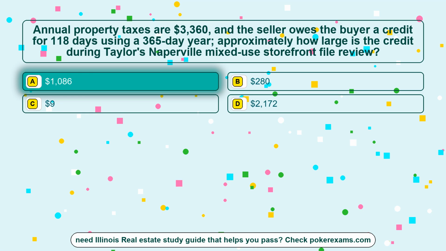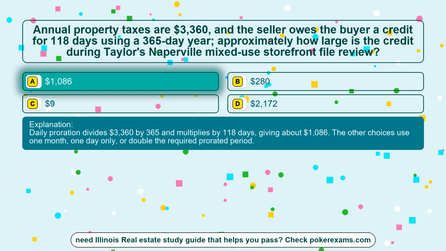The correct answer is option A, $1,086. Daily proration divides $3,360 by 365 and multiplies by 118 days, giving about $1,086. The other choices use 1 month, 1 day only, or double the required prorated period.